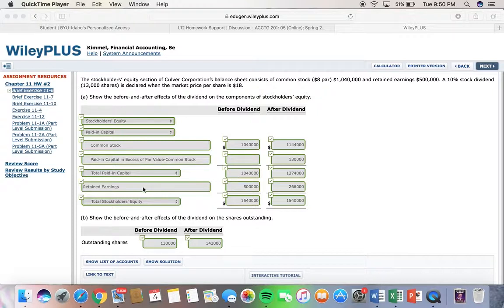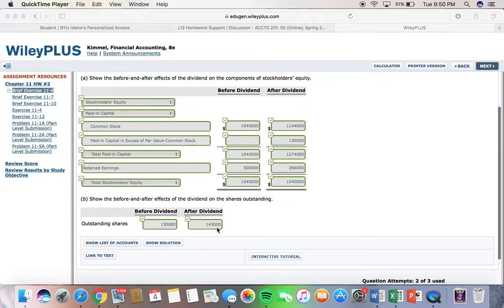Now we will move on to retained earnings, which is shown right here, $500,000. Now we will add the retained earnings of $500,000 to the total paid-in capital of $1,040,000, and our total stockholders' equity before the dividend will give us a grand total of $1,540,000. Part B, let's move down.